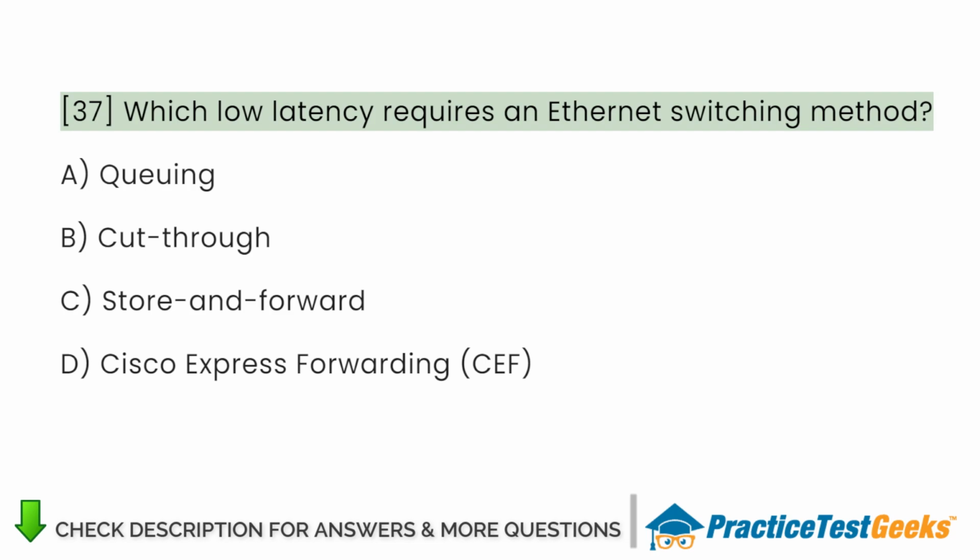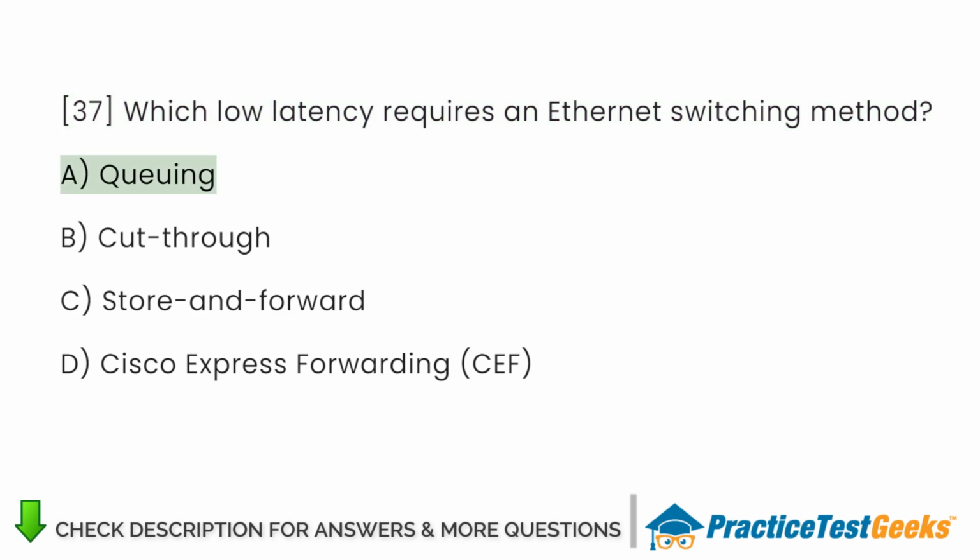Which low latency requires an Ethernet switching method? A. Queuing. B. Cut through. C. Store and forward. D. Cisco Express Forwarding, CEF.